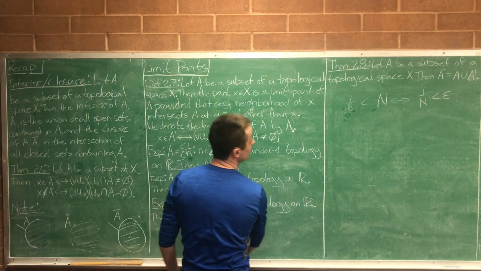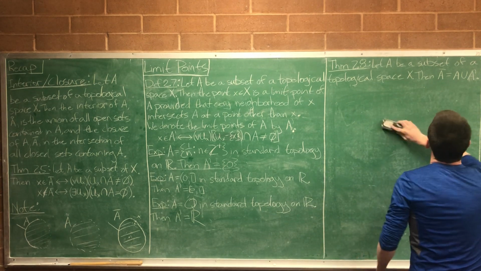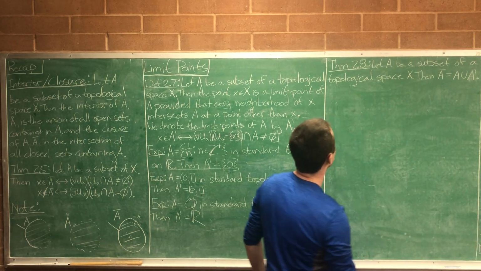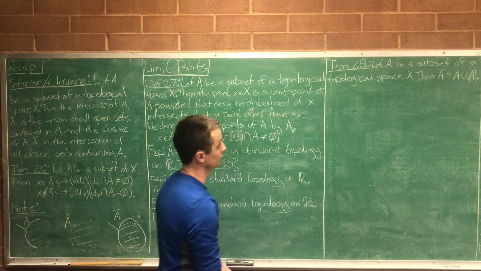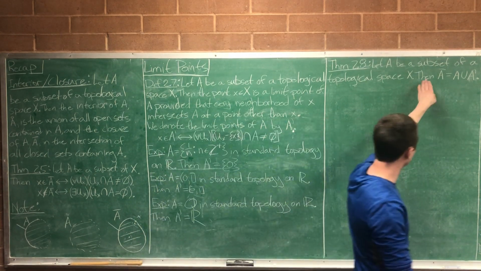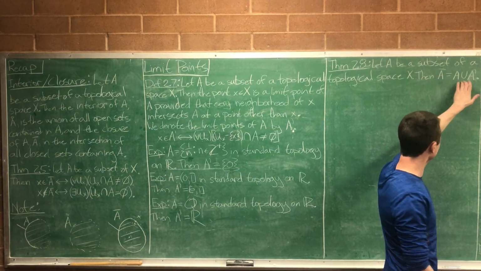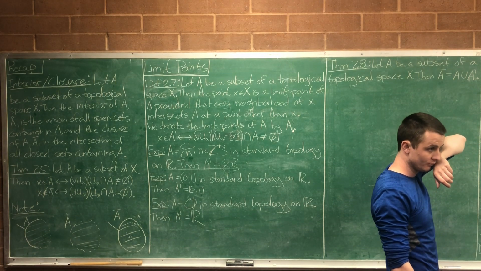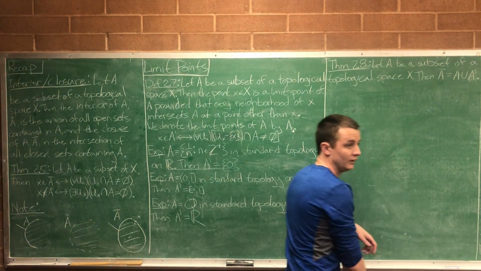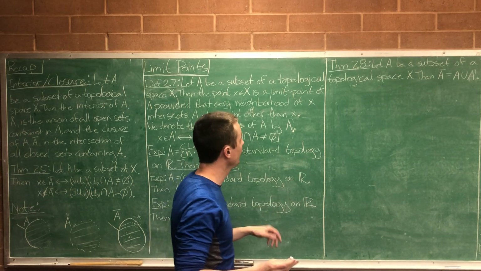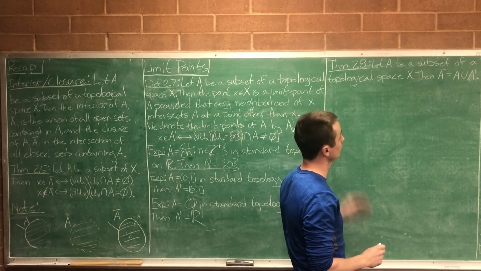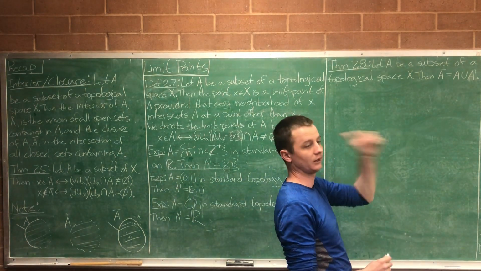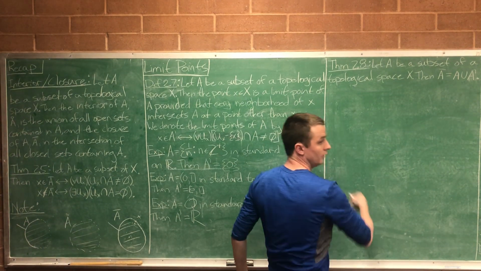Let's see what we're proving here. Let A be a subset of a topological space X. We're going to prove that the closure of A is equal to A union all its limit points. Understand what we're proving? The way I'm going to prove that these two sets are equal is to show the first is a subset of the second, and then the second is a subset of the first, therefore they're equal.